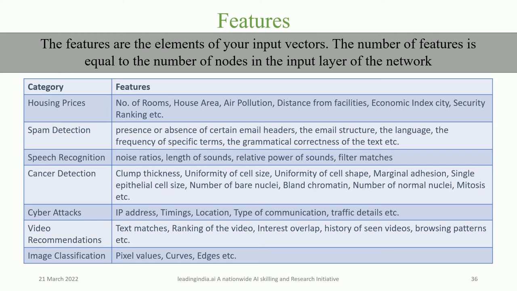Right. If we look at an example of video recommendation, in a video we have text matches, like if the text is present in a video, then the ranking of a video, interest overlap, history of seen videos and browsing patterns, etc. In images, we have pixel values, curves and edges, because these features are very important when we have a large amount of data and we need to understand that data. Then we need to extract features, right?